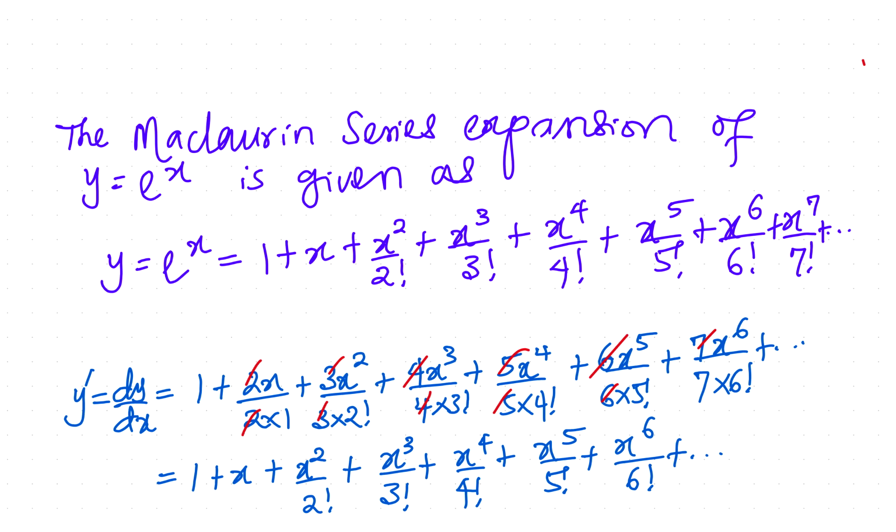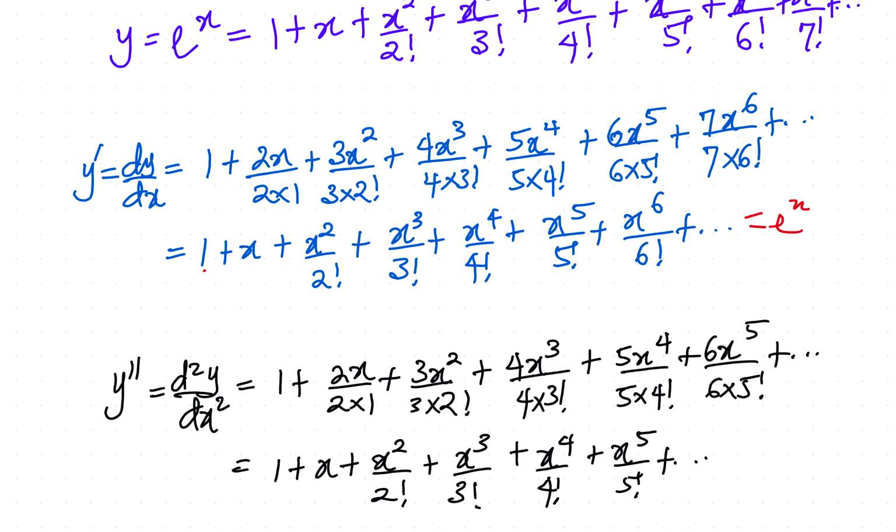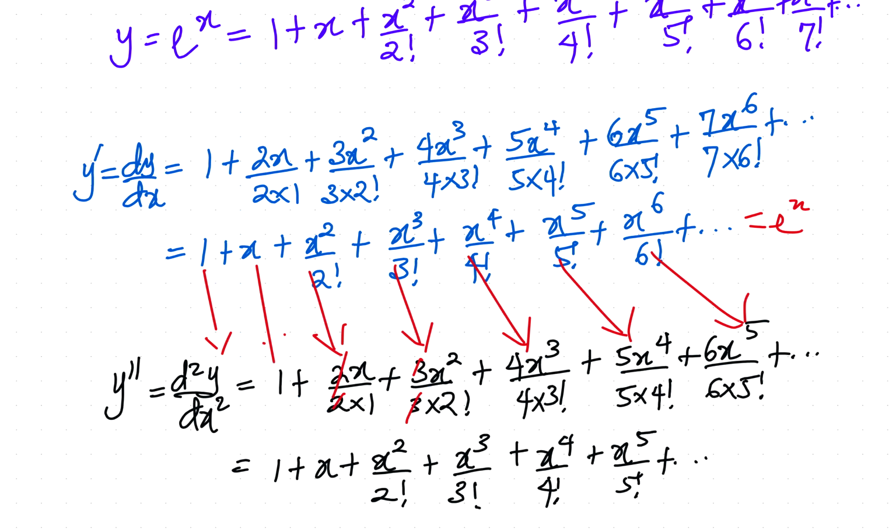So then let's look at the second derivative. As expected, it's the same thing. Differentiate 1, that's 0. Differentiate x, that's 1. Differentiate x squared, same thing like before. Exactly the same thing like before. And then when you tidy things up, you end up getting exactly the same 1 plus x and all that, which is still the same thing as the e raised to power x we started out with.